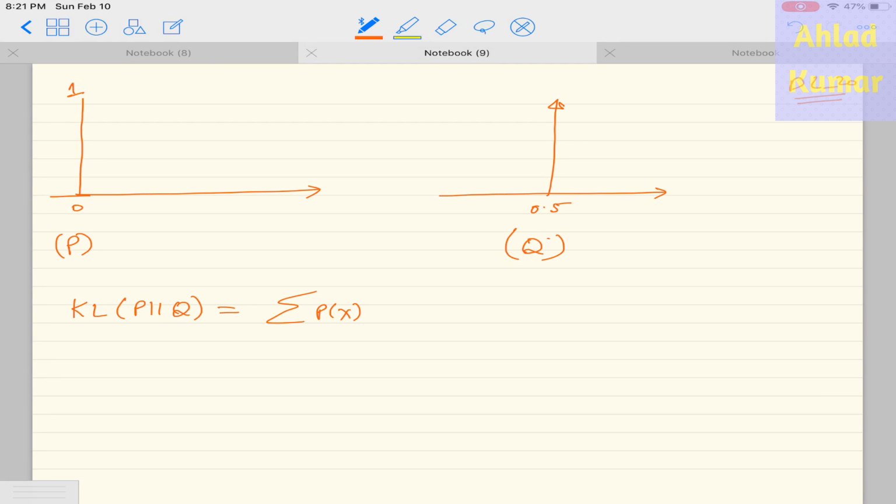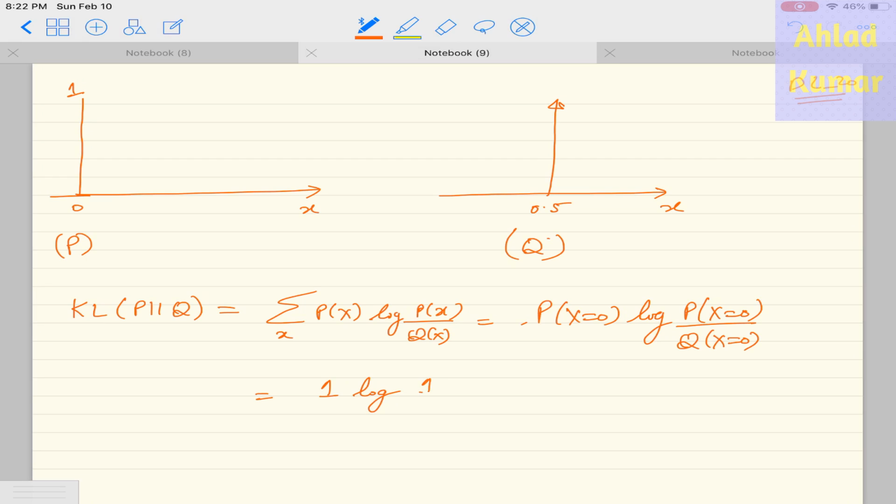It is the sum of p(x) log of p(x) over q(x). When you evaluate this at x equal to 0, considering this probability distribution function, p(x) is 1 at small x equal to 0. So expanding it, it is p(0) times log of p(0) divided by q(0). Here p(0) is 1 and 1, but what will the value of q be? The value of q at 0 is 0. So this evaluates to infinity.